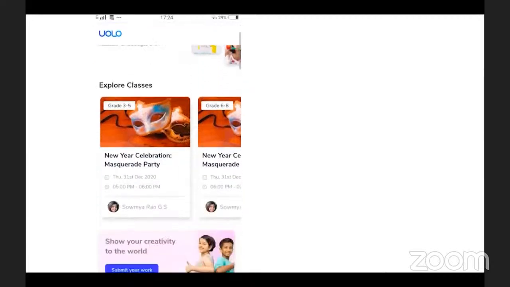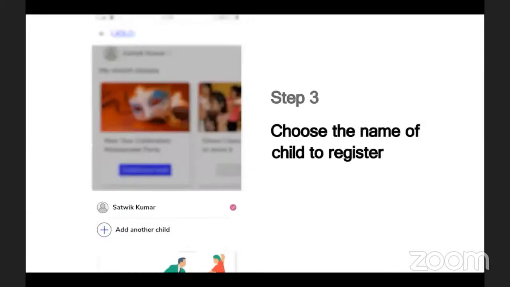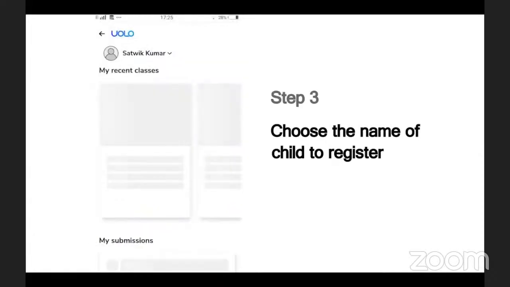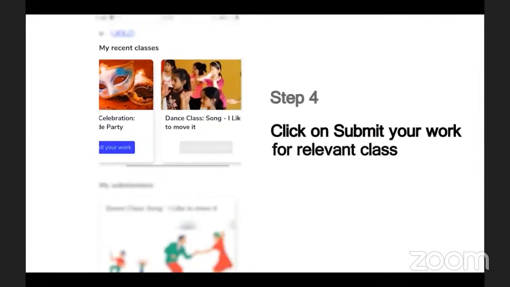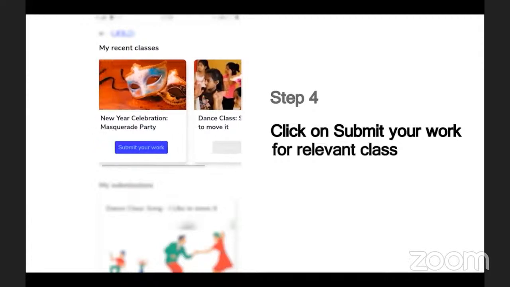Then you will see a list of the classes that you've last attended, which could, for example, show the dance or craft or science experiment classes you've attended recently. Next, it will show you the list of children whose names are registered in this mobile number. Choose your name from this list to submit your work. For instance, if you are Satvik Kumar, choose that name. And then choose the class for which you would like to make your submission. For example, if you've attended the New Year's Masquerade Party session and you'd like to make the submission for this class, click on the Submit Your Work button below that.